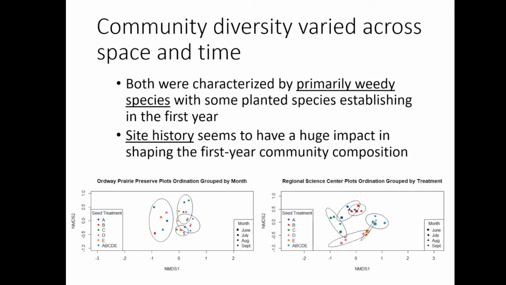And then for both regional communities, site history seems to play a huge impact in shaping those communities. However, we had different effects. In Ordway, where the site history is a much more homogeneous community, our community diversity seemed to be primarily influenced by month or the growing season. At the Regional Science Center, though, where we had a lot of site level differences, just within one area, community composition was primarily dominated by the location in which we planted, as well as the effect of time and space as well.